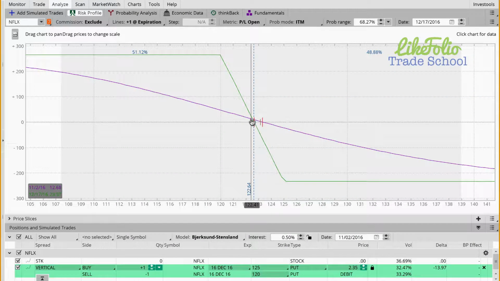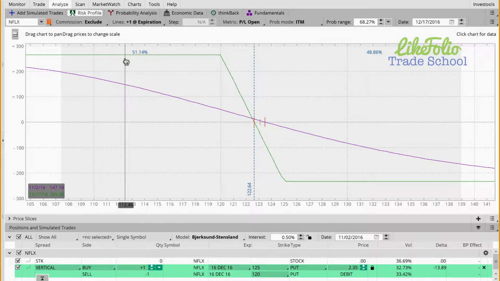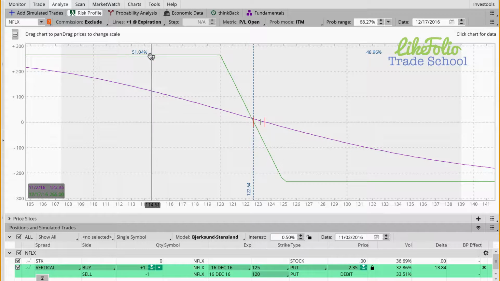If we go back here to the Analyze tab, it's going to give us our probabilities of this trade being successful. So you can see here we have a probability of 51% of it being profitable, because this is the profit area. Anything to the left of the break even is where we start making money. Anything to the right of the break even is where we start losing money. About a 49% chance of losing money. So it's pretty much a 50-50 coin flip we've got going on here.